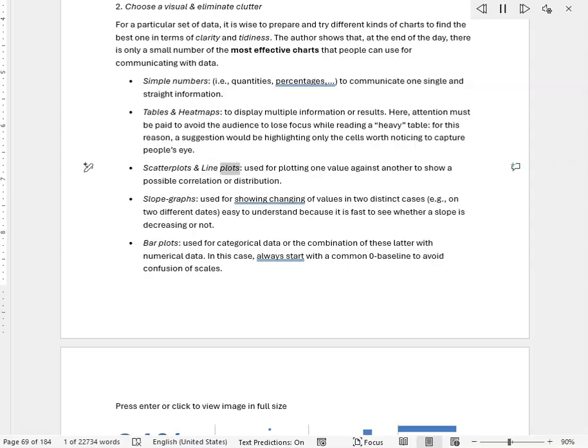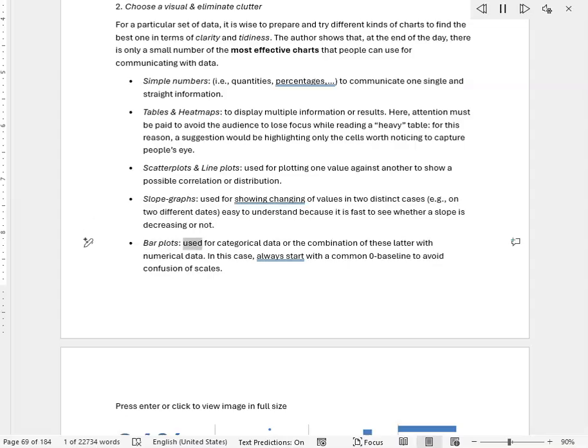Scatterplots and line plots, used for plotting one value against another to show a possible correlation or distribution. Slope graphs, used for showing changing of values in two distinct cases, e.g., on two different dates, easy to understand because it is fast to see whether a slope is decreasing or not.